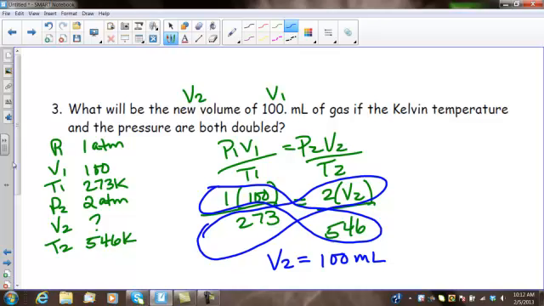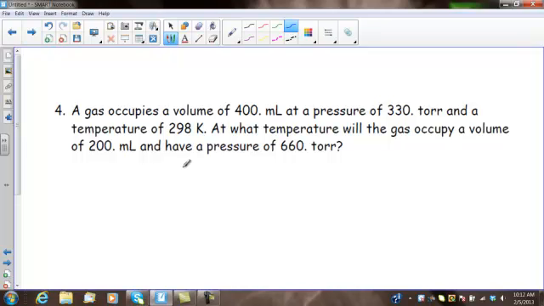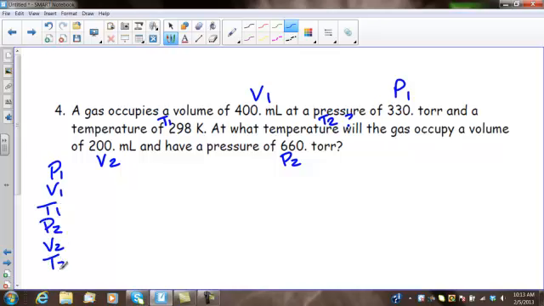Okay, last problem coming up. A gas occupies a volume of 400 milliliters, V1, at a pressure of 330 torr, P1, and a temperature of 298 Kelvin, T1. What temperature, so we don't know T2, will the gas occupy a volume of 200 mL, V2, and a pressure of 660 torr, P2? Write it all down. P1, V1, T1, P2, V2, T2. P1 we said was 330, V1 was 400, T1 is 298, P2 is 660, V2 is 200, and we don't know T2.